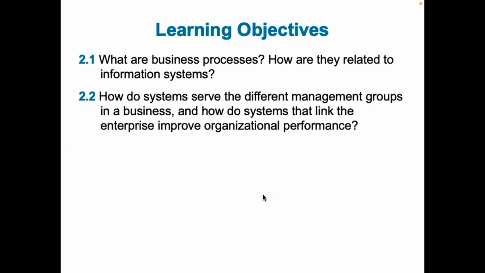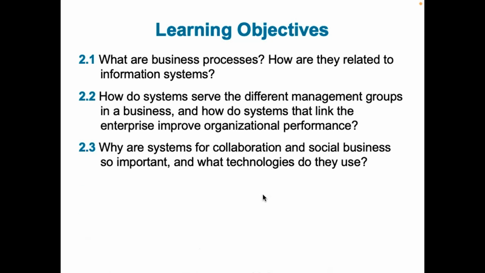And to do that, we'll use a basic management principle. We'll look at the hierarchy in an organization. That's one aspect. We'll also look at functionalities in an organization, and then we see how information systems can serve the different functional needs or the different hierarchical structure in the organization. Then we will also try to answer why information systems for collaboration and social business are important.